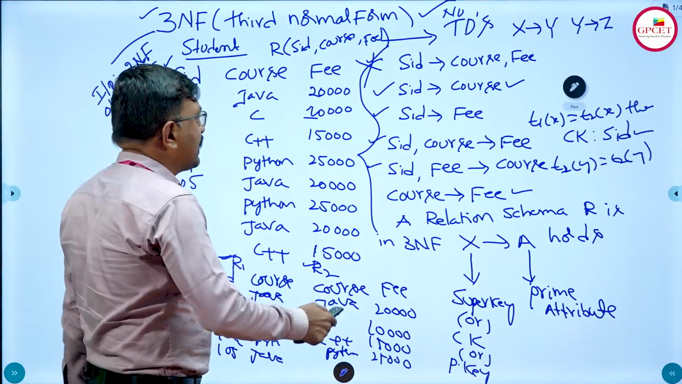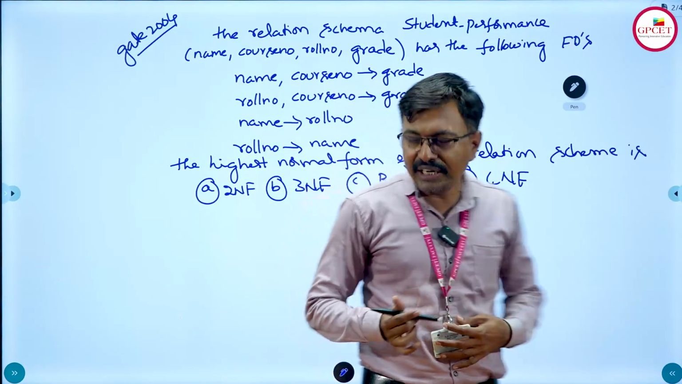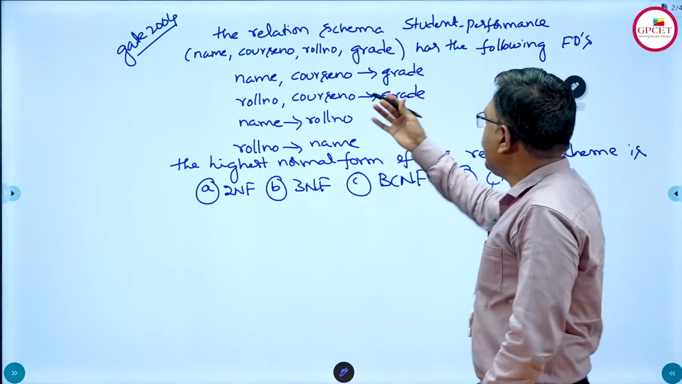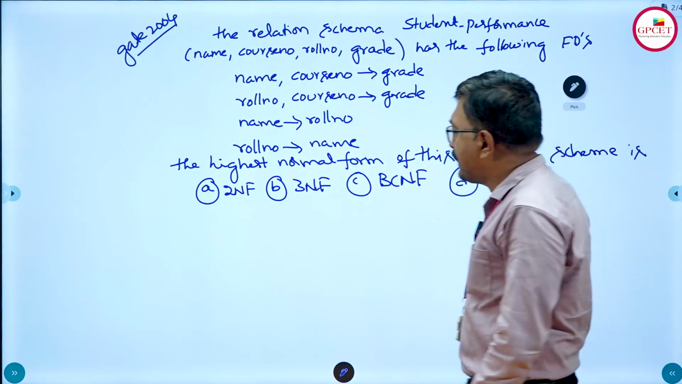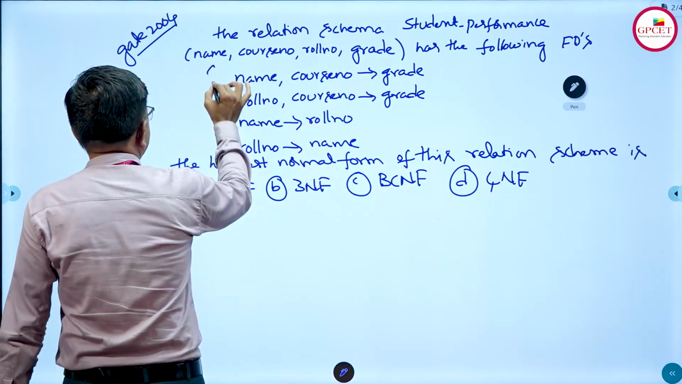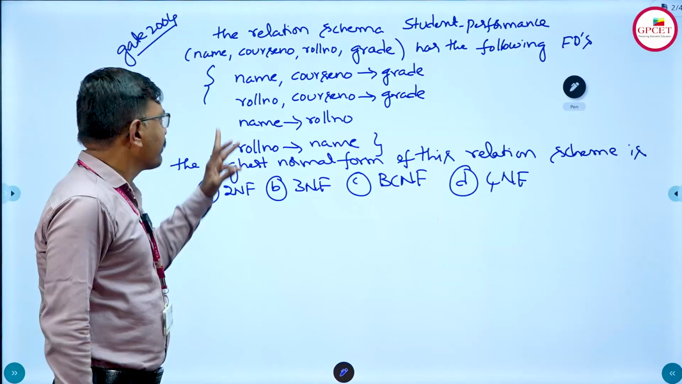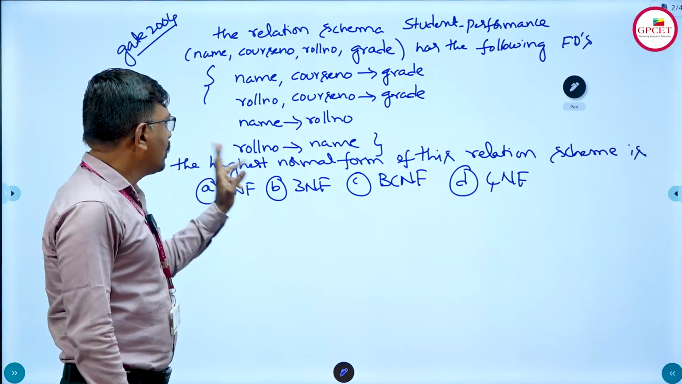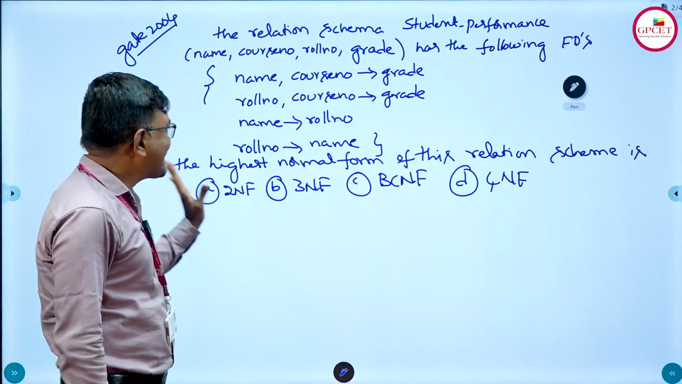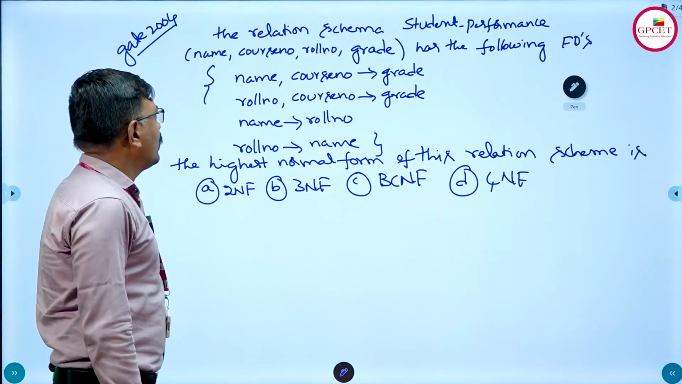Right, observe one more example. GATE 2004, the relation schema student performance: name, course number, roll number, grade has the following functional dependencies. These are all the functional dependencies. The first one: name, course tends to grade; roll number, course number tends to grade; name tends to roll number; roll number tends to name. The highest normal form of this relation schema is?